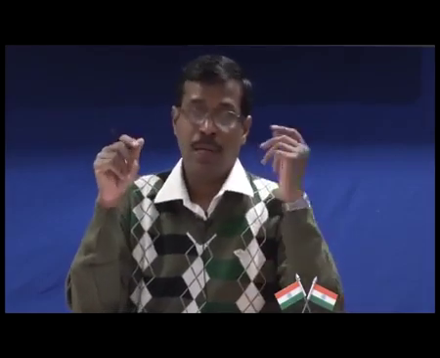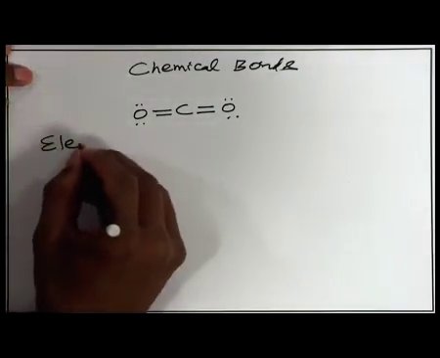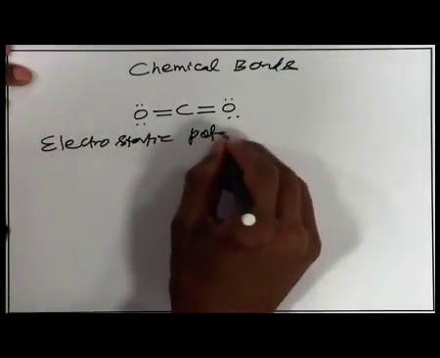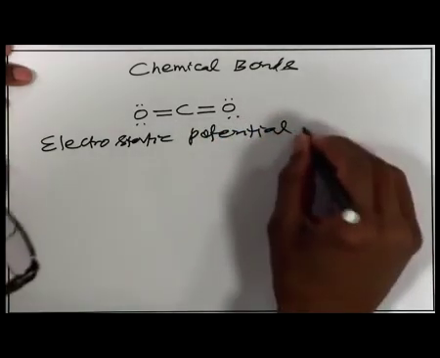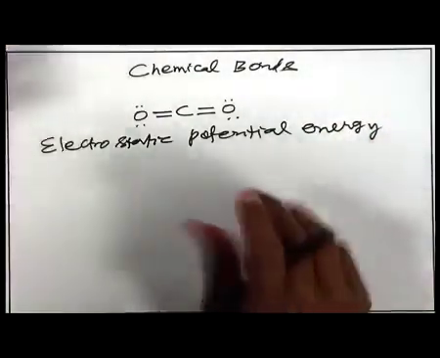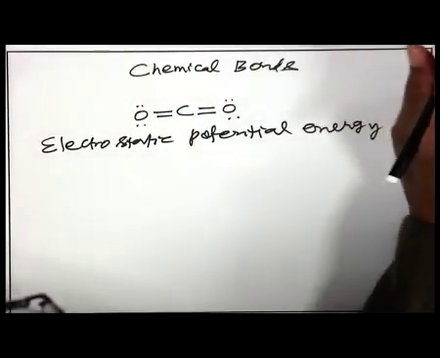To explain the bonding between atoms, let us consider the model called the electrostatic potential energy model. Using this electrostatic potential energy concept, one can explain the bonding between atoms.